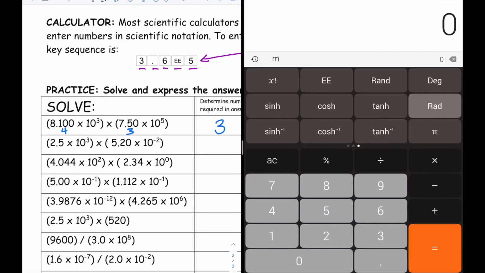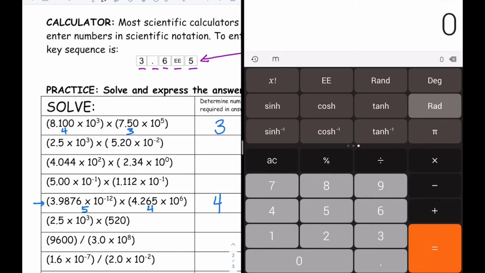The next problem we'll do is this one here. 3.9876 has 5 significant digits, and 4.265 has 4. So once again, the lower number is the number that our final answer will be recorded in. So we'll have 4 significant digits in our final answer.